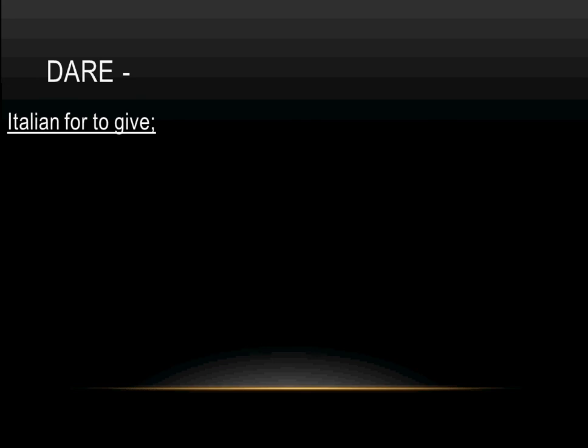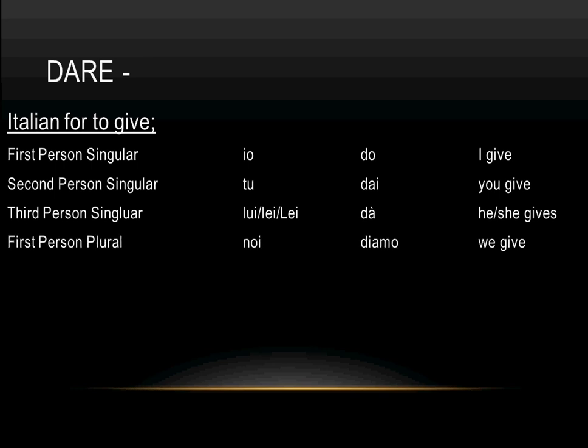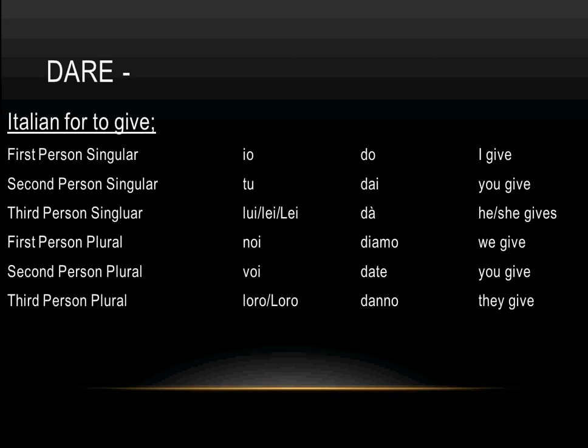Third, we have dare, which is Italian for to give. Io do, I give. Tu dai, you give. Lui lei dà, he or she gives. Noi diamo, we give. Voi date, you give, plural, or y'all give. Loro danno, they give.